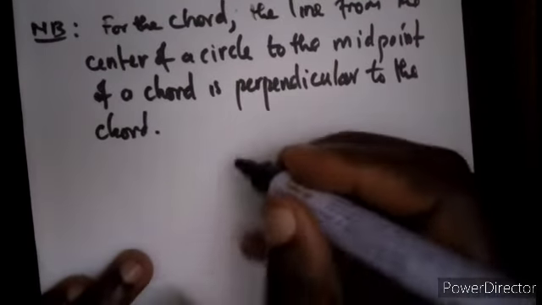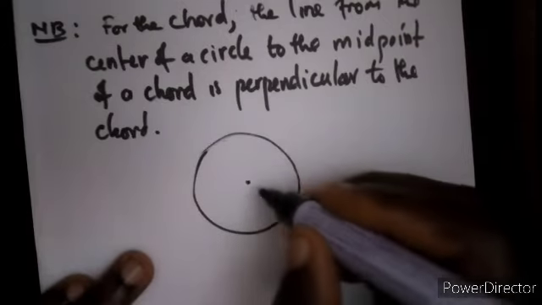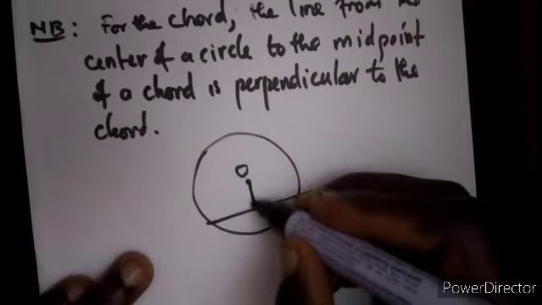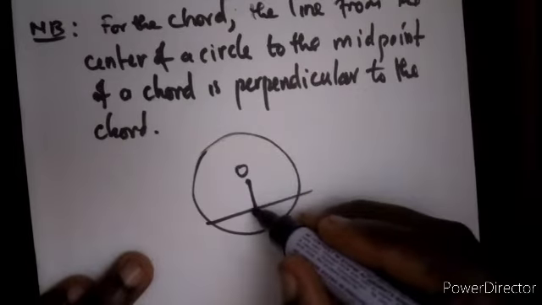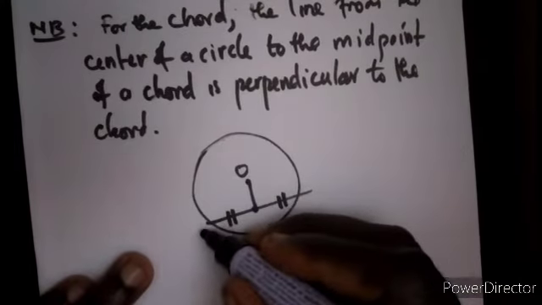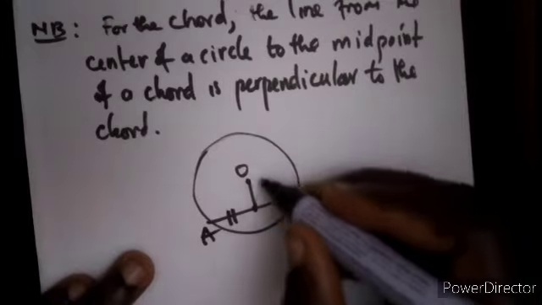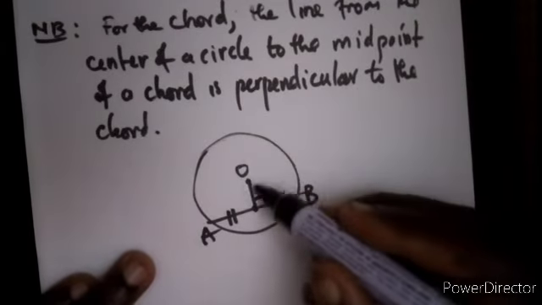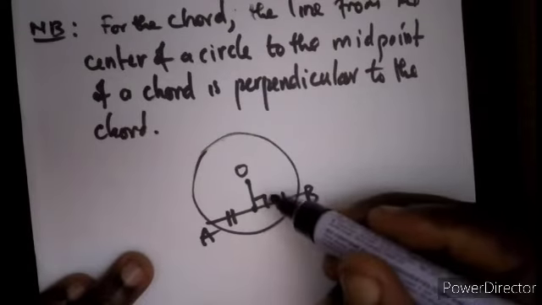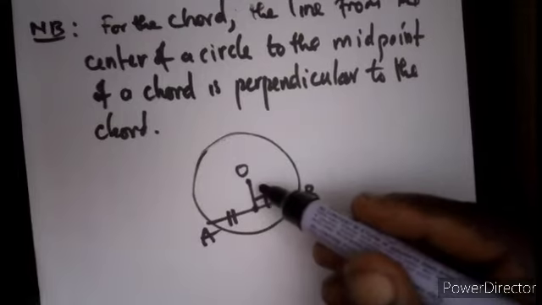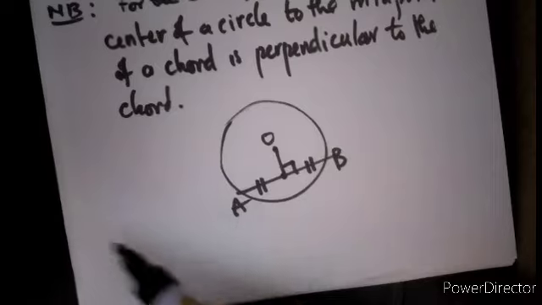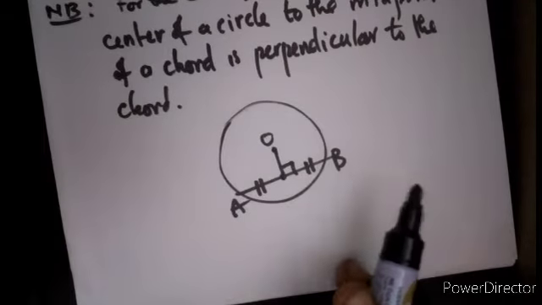What are we saying? We're saying that if here's the center and we have the chord over here, the line from the center to the chord meets at the midpoint of this chord, making these two parts equal. Let's say this is the chord AB. We're saying that this line is perpendicular to the chord. That is, this angle is 90 degrees. Okay, that is what we mean. Very important fact. Now we'll go into the basic propositions of circle geometry.